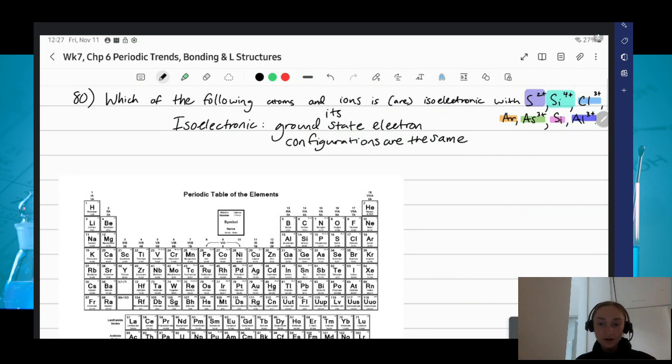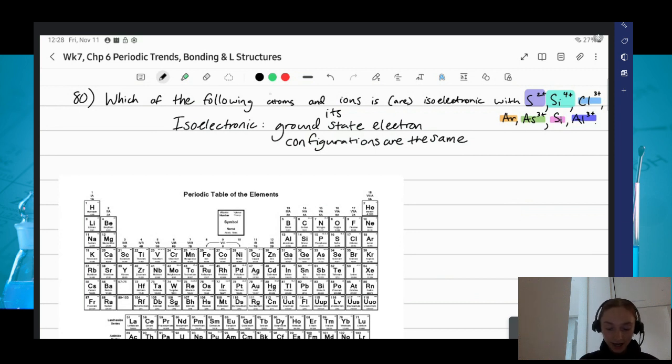Okay, so for all of these that we see here, we are going to find the ground state version of all of these ions here. And so when we look at that, then we can compare which ones are pairings, basically. So if it has the same ground state configuration, then it's those two atoms, or however many atoms, they are isoelectronic because of that.